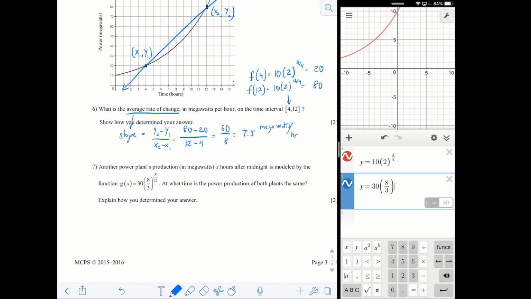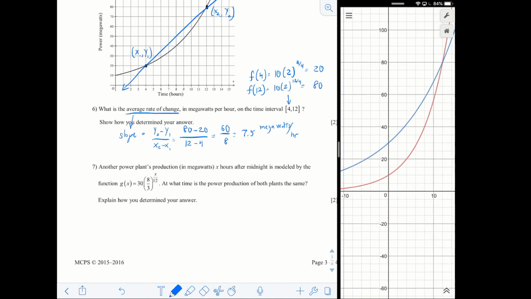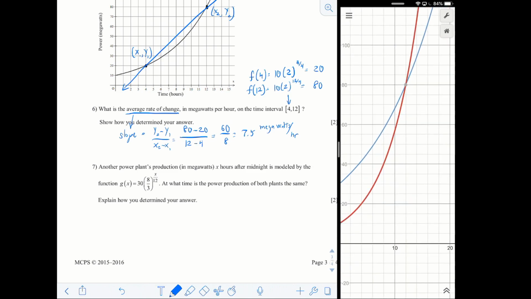Close parentheses, raised to the x divided by 12. All right, so taking a look at these, I can see that both of them intersect right at this specific point. So we're going to say at 12 hours, that is going to be 80 megawatts.